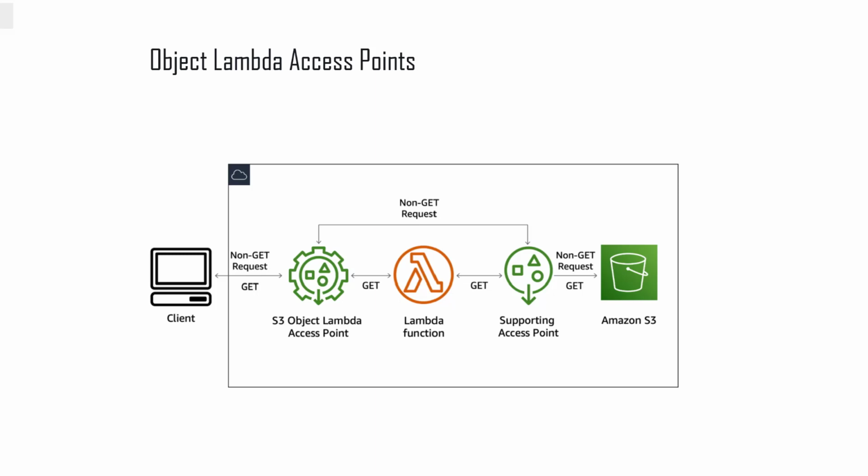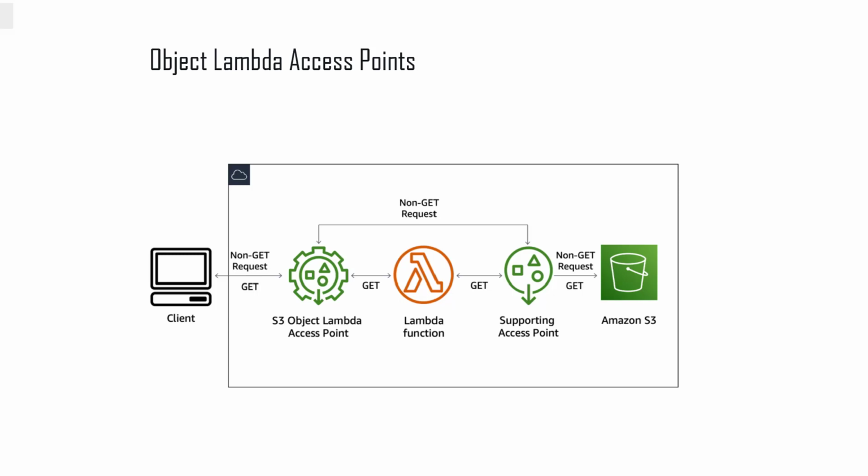Hi folks, in this lecture I'll be explaining to you lambda access points. So previously I had shown you how you can create access points and connect it to your S3. Access points enable you to have multiple URL or S3 endpoints that can be used by different users or different applications to connect to the same bucket using different policies.